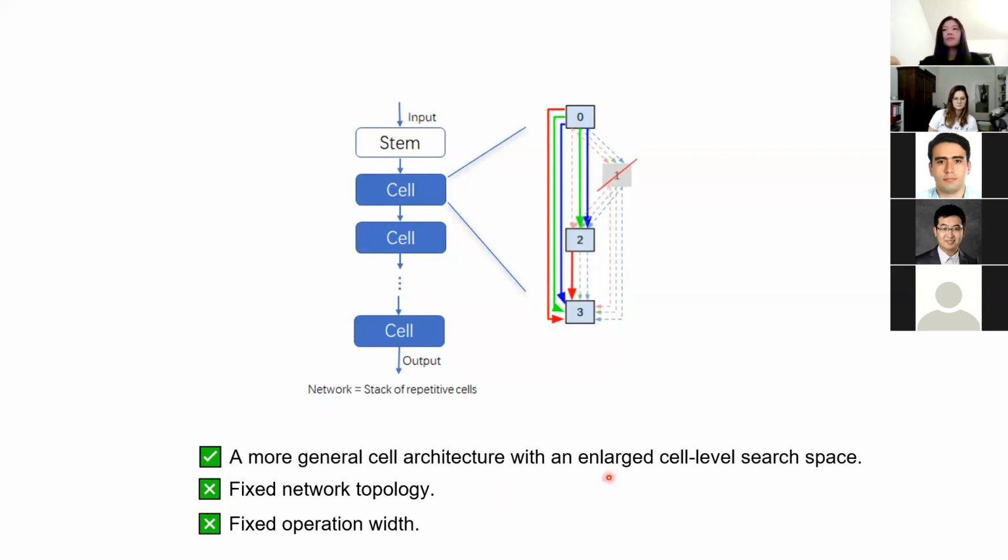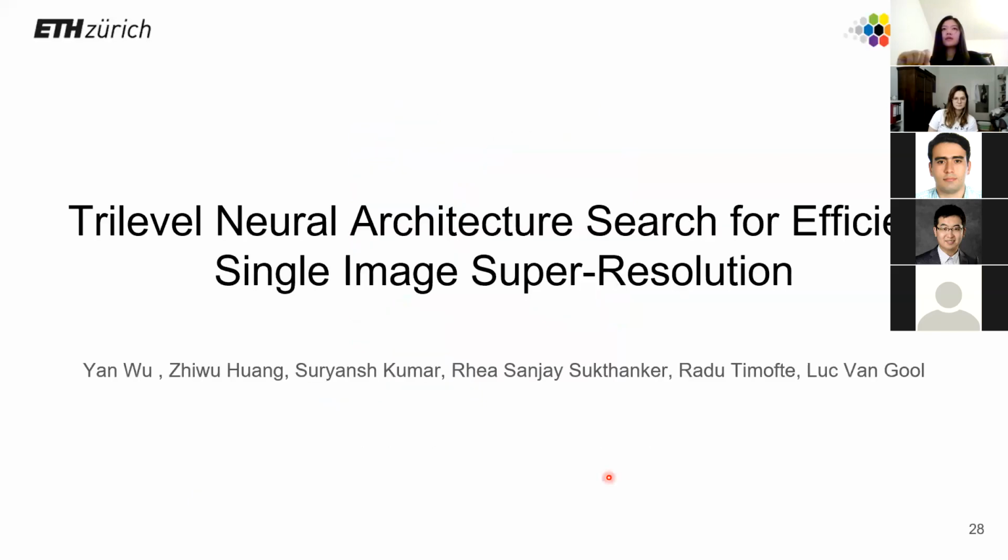So in our recent work, the Trilevel neural architecture search for efficient single image super resolution, we developed a TrilevelNAS framework specifically for the image super resolution task. And we not only considered the cell architecture design, but we also included the network level and operation level in our search space. I will introduce more technical details later.